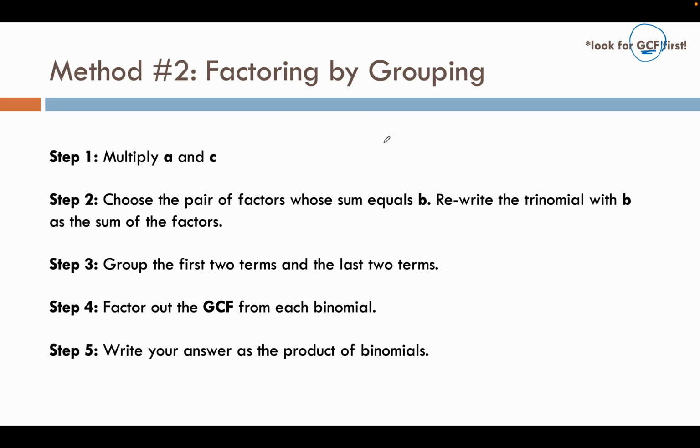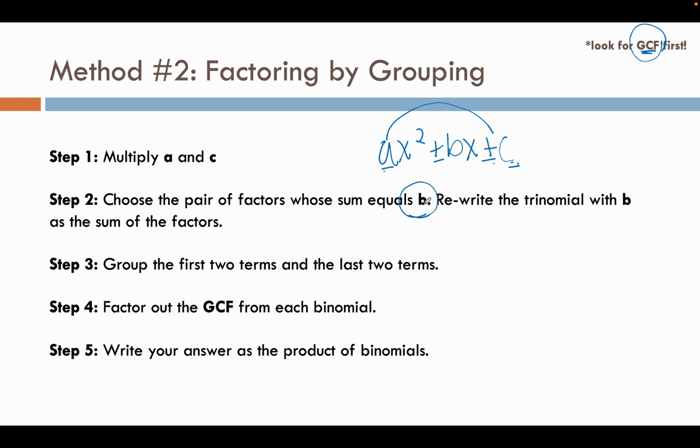So the first thing you're going to do is take that trinomial, ax squared plus or minus bx plus or minus c, and multiply the a and c terms together, the coefficient of a and then c. And then you need to figure out which factors of a times c will add up to the b term in the middle.